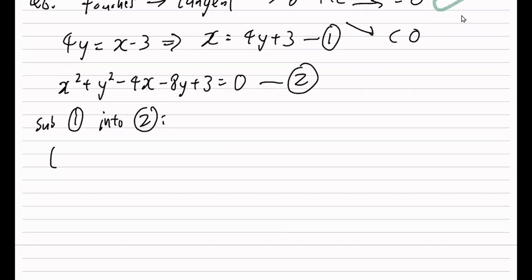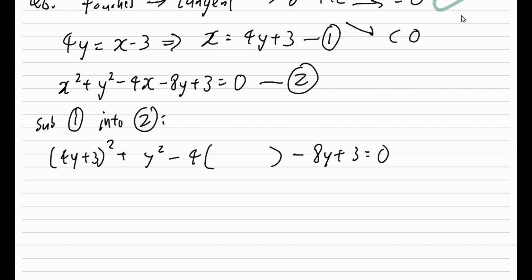We'll end up with x becomes (4y plus 3) bracket square plus y square minus 4x. Oh, sorry, the x replaced, 4x minus 8y plus 3 equals 0. I'm just going to copy and paste so I can save some time.